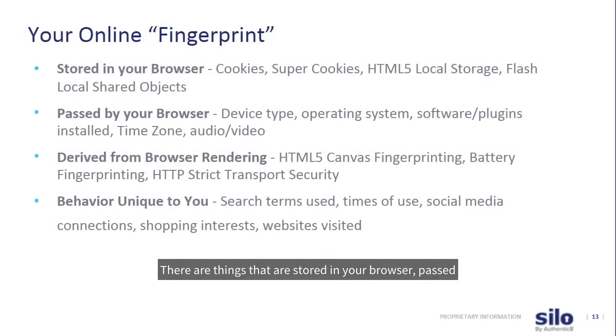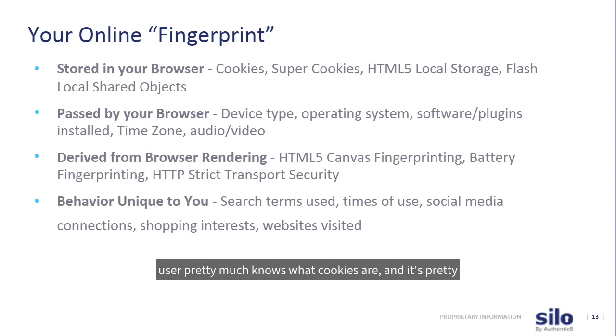There are things that are stored in your browser, passed on by your browser, and derived from the browser actually rendering on your machine, right? If you've done any type of internet research or any type of activity on the internet, you've probably heard of cookies, right? You click on an ad in Amazon, and then you go to a page and you see that exact item that you looked at on a different page. That's what cookies are for.